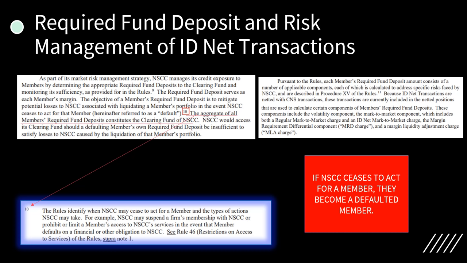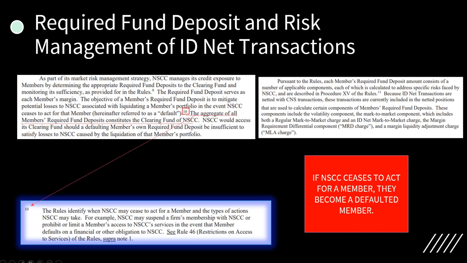The objective of a member's required fund deposit is to mitigate, there's that word again, mitigate potential losses to NSCC associated with liquidating a member's portfolio in the event NSCC ceases to act for that member or it defaults. So a defaulted member, or a member that NSCC has failed to act for or ceases to act for, is therefore designated as a default member. Now, the aggregate of all members' required fund deposits constitutes the clearing fund of the NSCC. Now, the NSCC would access or dip into the clearing fund should any defaulting member have an insufficient required fund to satisfy the losses to NSCC caused by the liquidation of that member's portfolio.